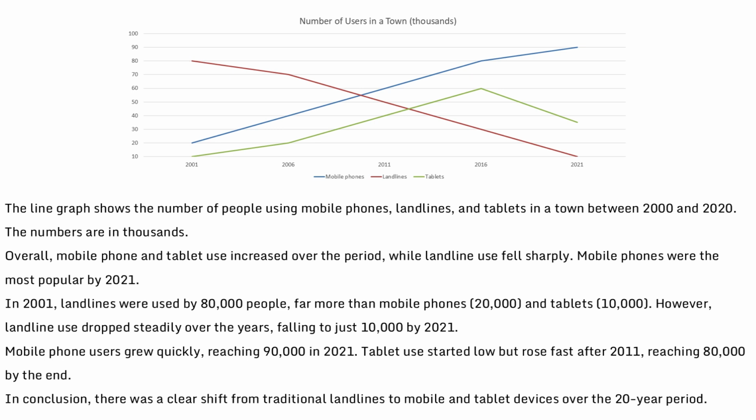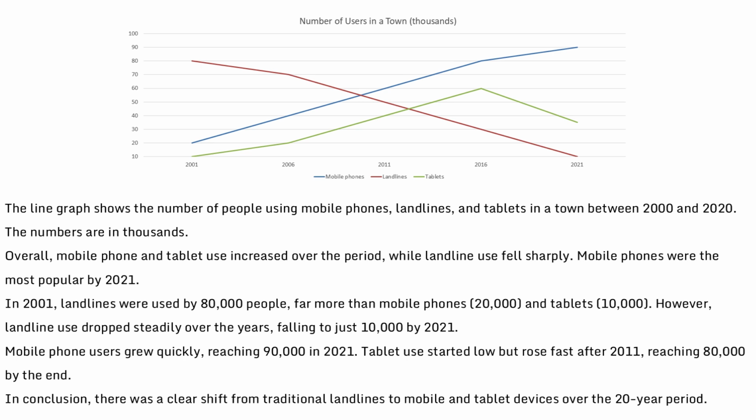The line graph shows the number of people using mobile phones, landlines, and tablets in a town between 2000 and 2020. The numbers are in thousands. That's the introduction. Overall, mobile phone and tablet use increased over the period, while landline use fell sharply. Mobile phones were the most popular by 2021. That's a solid overview. Now, details.